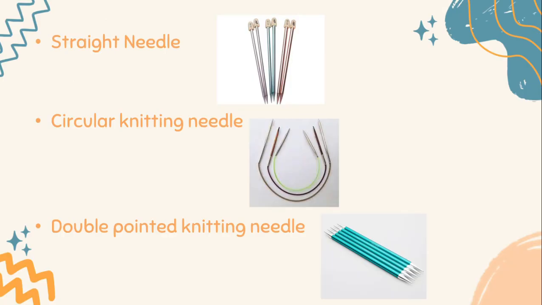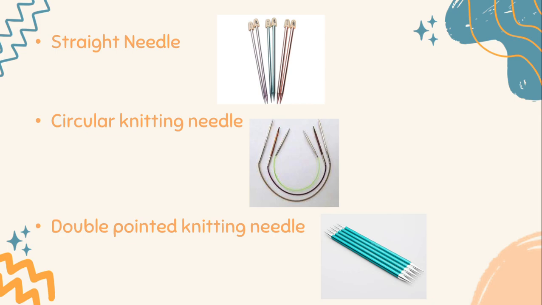So, we have here some different types of knitting needle. First is a straight needle. Straight needles have a pointed end. When working with a pair of straight needles, the work is done flat and in rows. Work across all the stitches on one needle, then turn work to the other side and work across all stitches on the other needle.